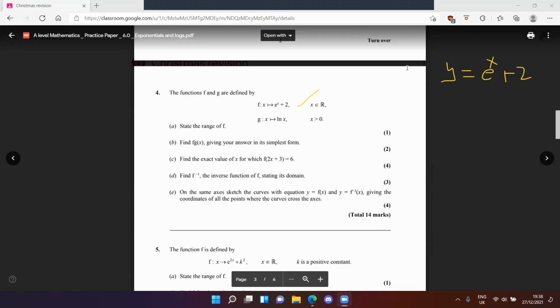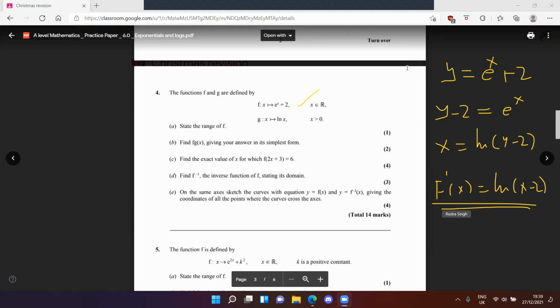So x minus 2 equals e to the y. ln of x minus 2 equals y. So therefore y becomes ln of x minus 2. And therefore f inverse of x becomes ln of x minus 2. So that's your inverse function.